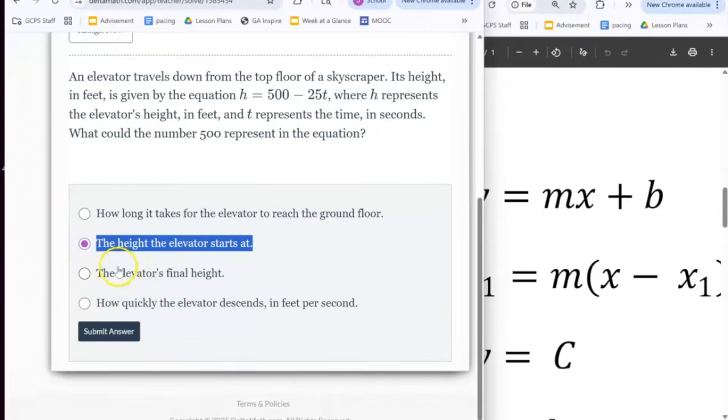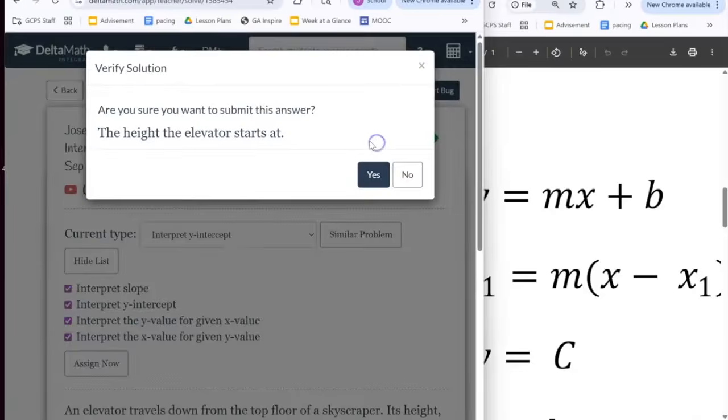All right, let's look at everything else. The elevator's final height. No, because that's the final height. I want the starting height. How quickly the elevator descends. No, I don't care the rate that it's happening at. I just care what I start with, which is 500. All right, so that's how you do the y-intercept.